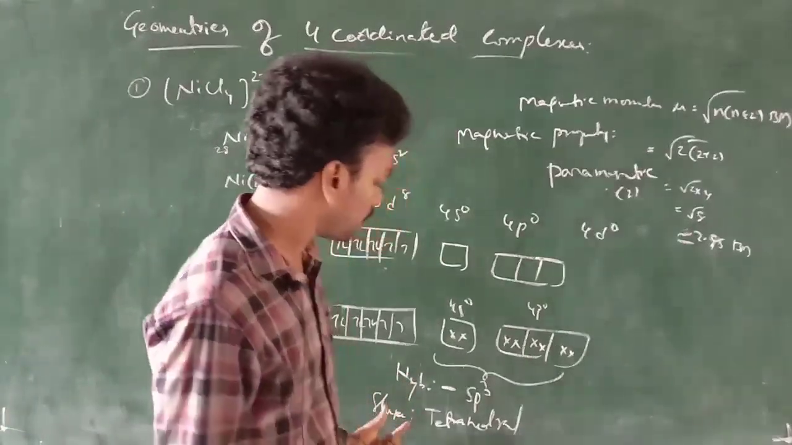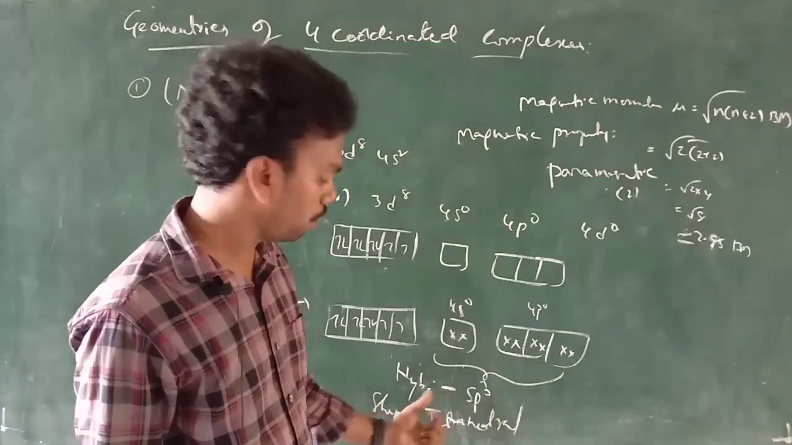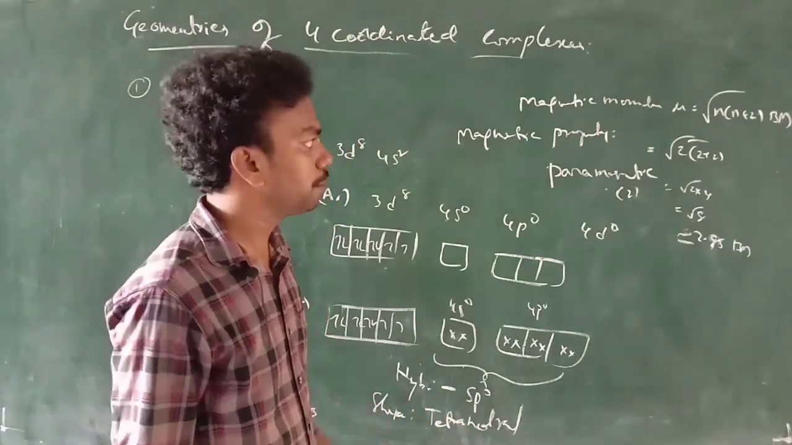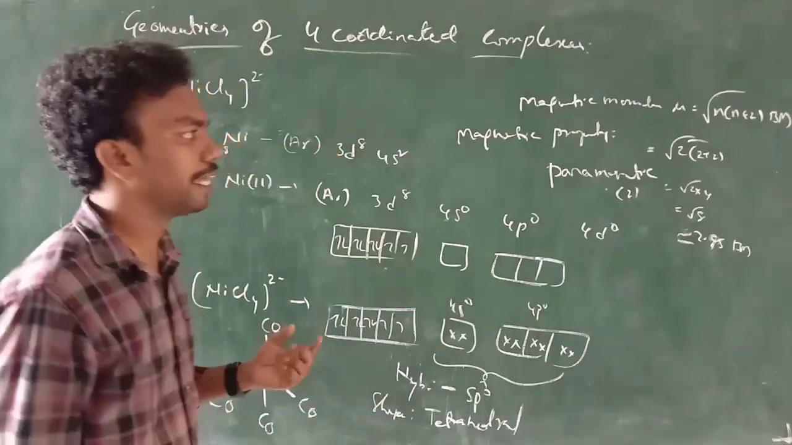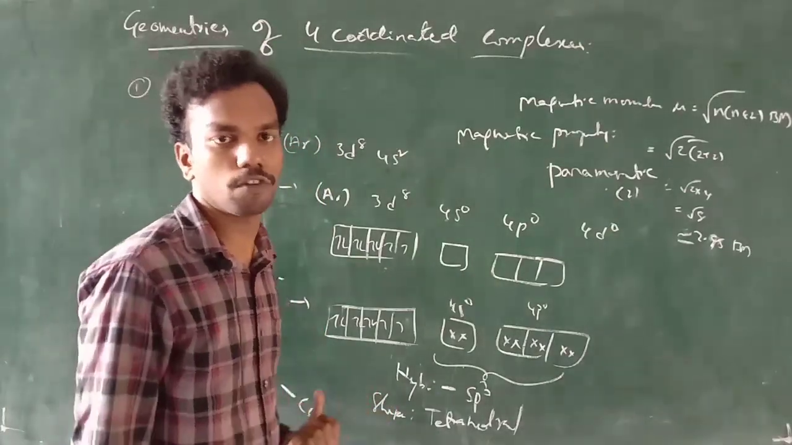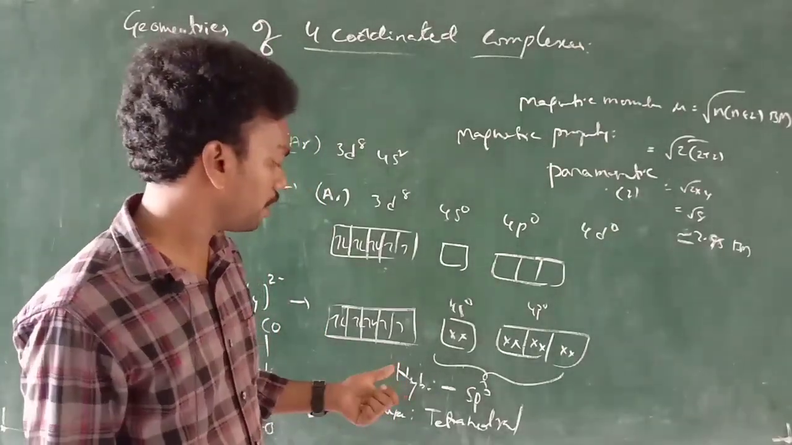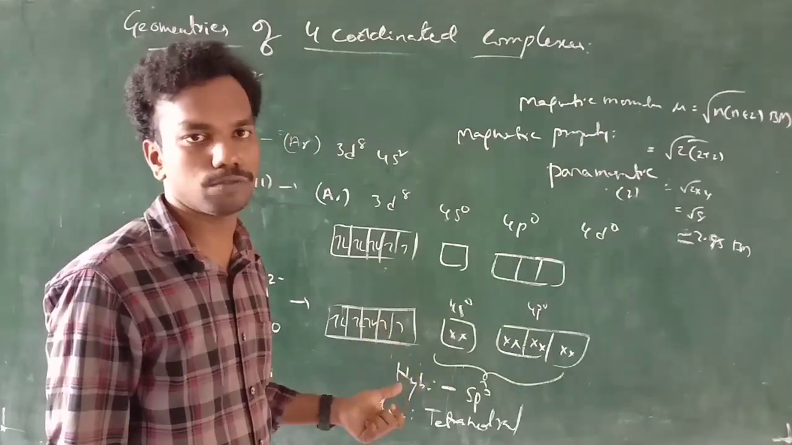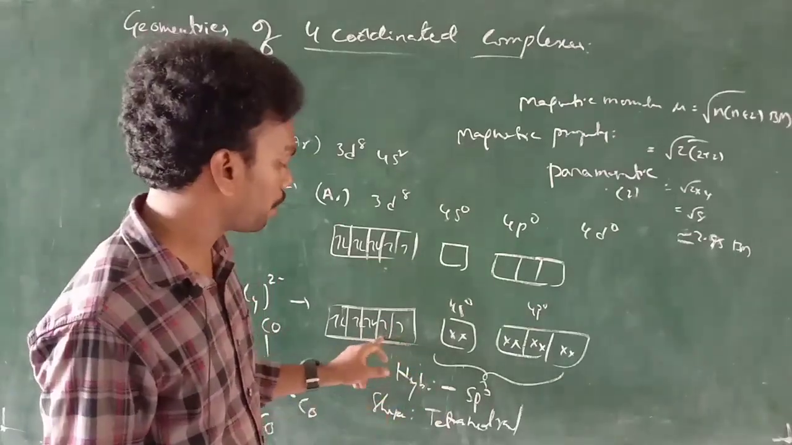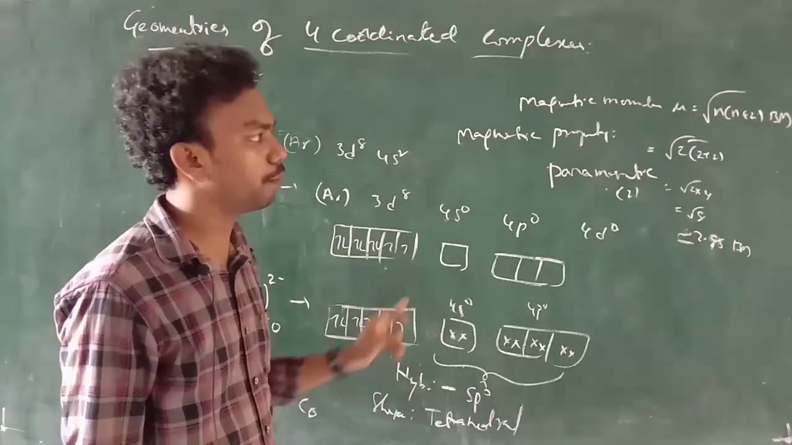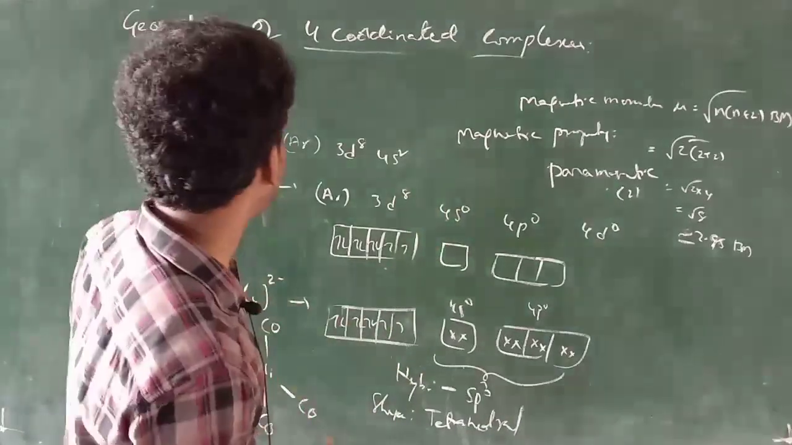Next, the shape of the molecule. Here the hybridization is sp3, so the shape is tetrahedral. And coming to magnetic properties, if you have at least one unpaired electron after formation of the complex, that complex would be paramagnetic. Here we have two unpaired electrons, so this complex is paramagnetic. Okay. Let's see another example.